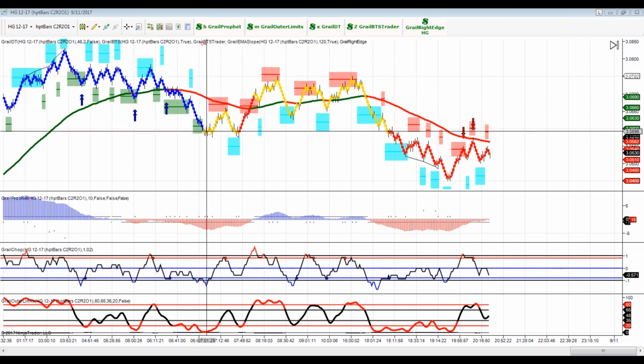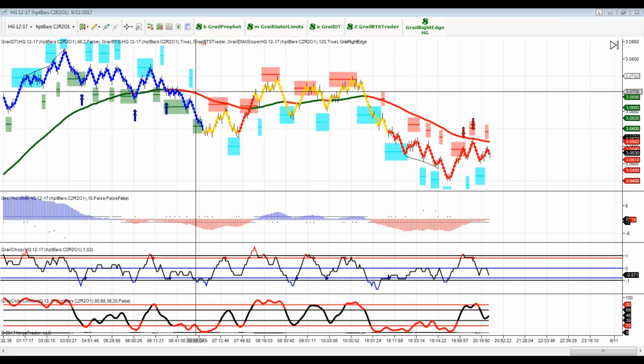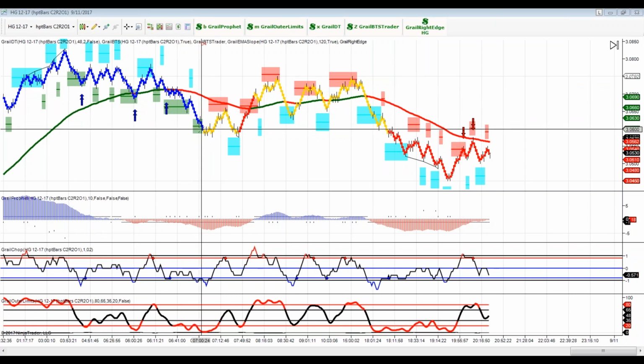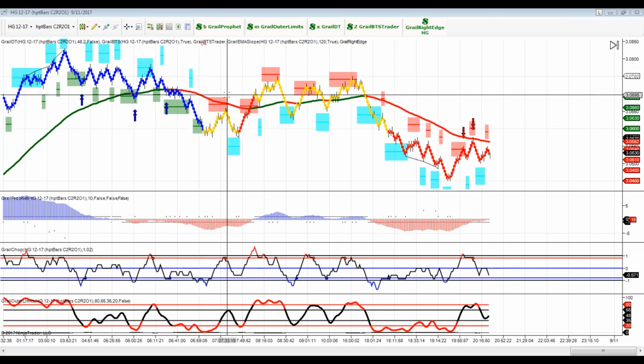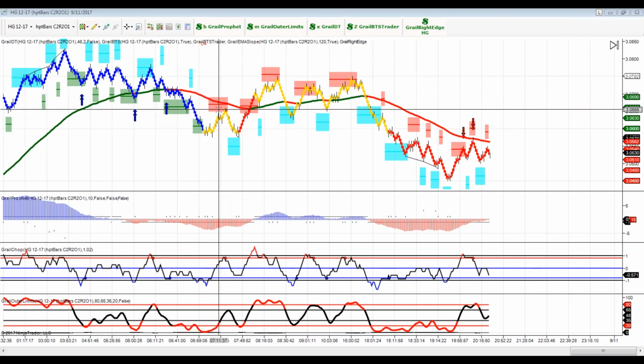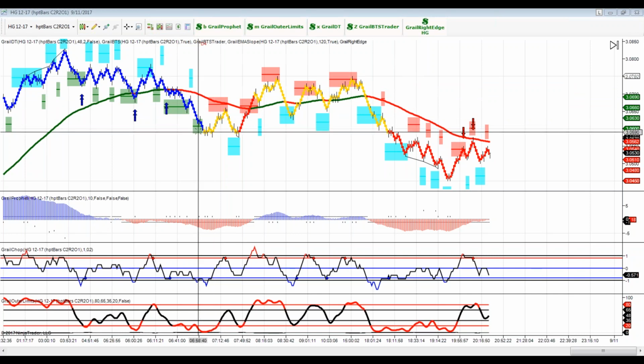We eventually got a trend change down here on the DT. And so as we move back up, we didn't have a cyan target box. We actually had a red target box, or a red right edge box. That's because our trend changed.